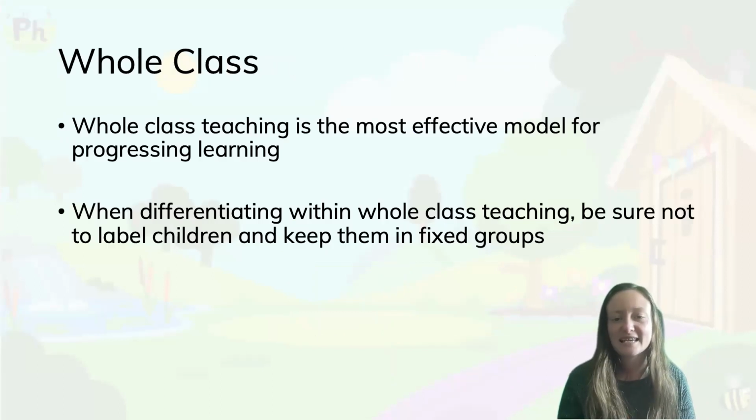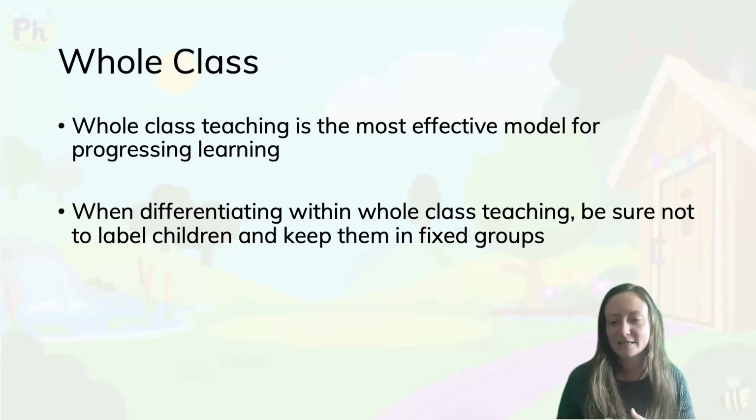So whole class teaching is the most effective model for progressing learning. And when you're differentiating within your whole class teaching, please be sure not to label the children and keep them in fixed groups. You can apply your differentiation more flexibly. So I wouldn't think about, oh, they're my group that are always on Simplify.